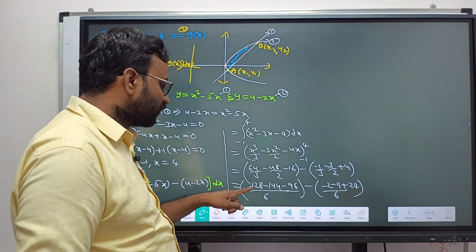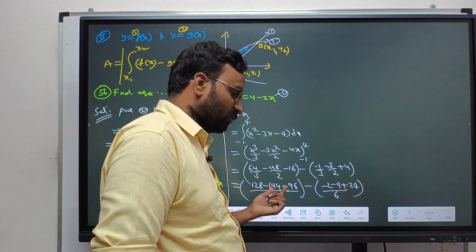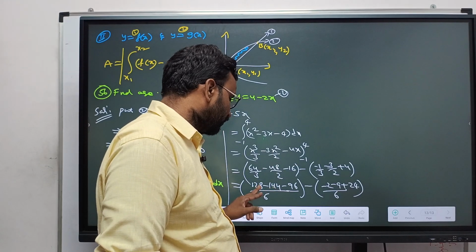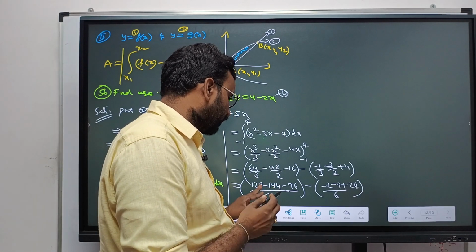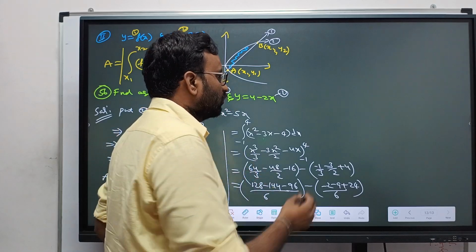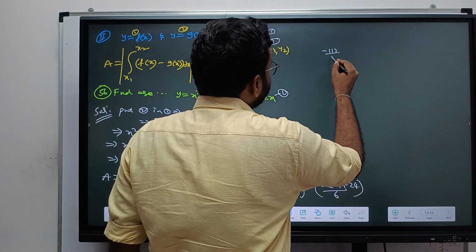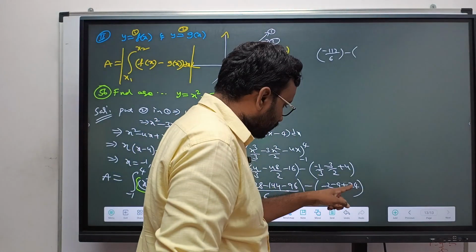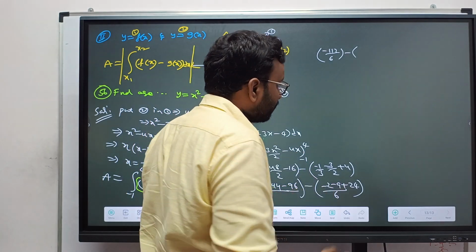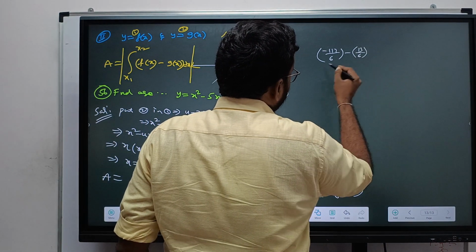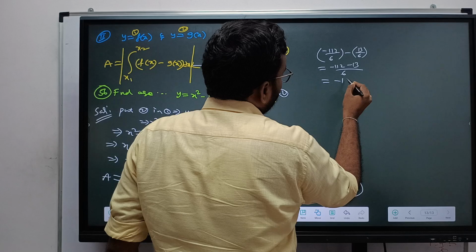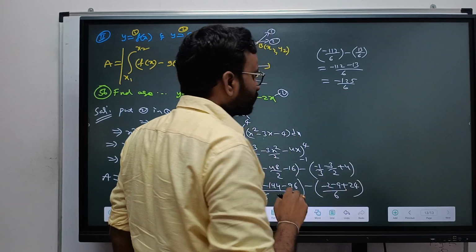So simplify: 128, 144, 96. This is negative, the big one is negative only. First of all, subtract these two. 144 minus 128. 112 by 6 minus 13 by 6, which is equal to minus 125 by 6, but this is negative.